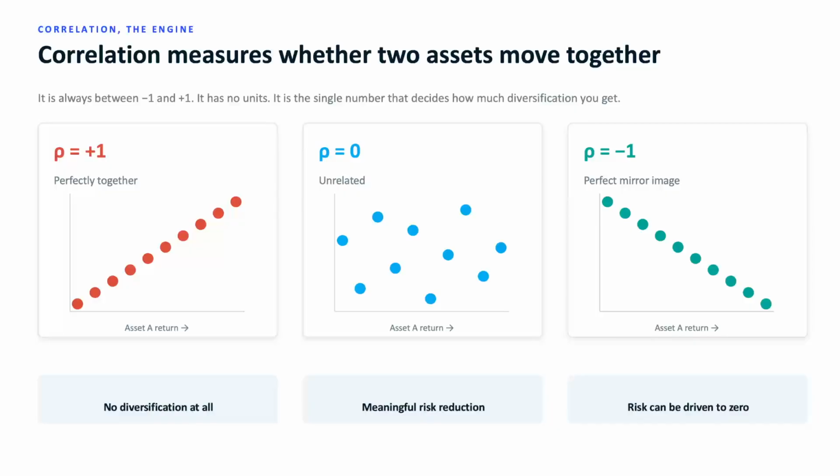Now, real markets. Two random large cap stocks typically sit somewhere around plus 0.3 to plus 0.8. Positive, they do tend to move together, but nowhere near +1. And that gap between what you actually get and +1 is where every rupee, dollar, and euro of diversification benefit comes from.